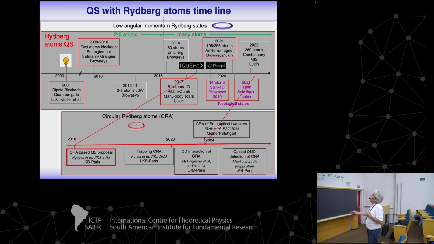And first, I'll show you where this is located in the timeline. Indeed, we started this circular Rydberg atom stuff by writing a theoretical proposal in 2018. And then we started to build an experiment to implement this proposed quantum simulator based on circular Rydberg atoms. And then we reached several steps. We demonstrated the trapping of the circular atom in the tweezer, which is an important feature of this system, because all the experiments I discussed here up to now were performed by switching off the trapping laser during Rydberg excitation.